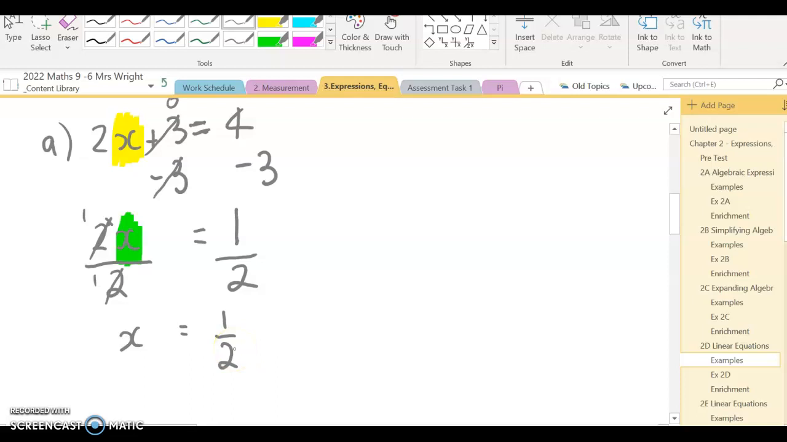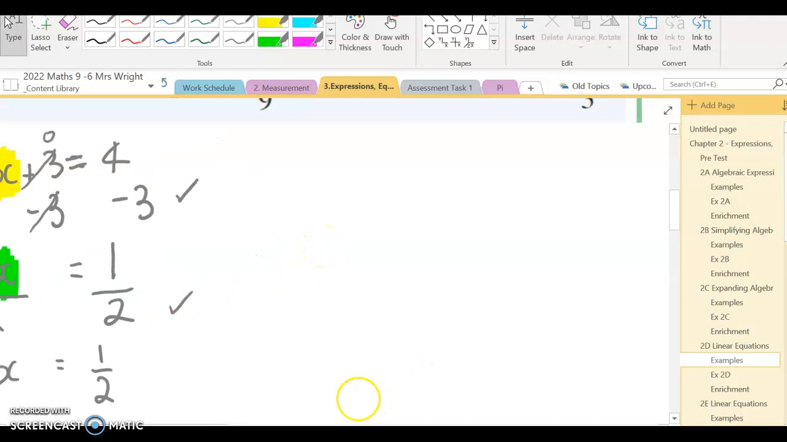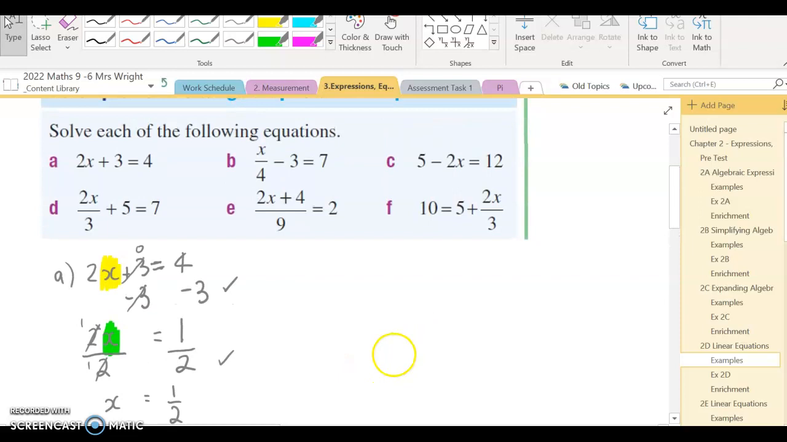And that's what we call the two-step equation. I've done one step here by removing the 3's, and another step here by dividing by the 2's. And we've got our answer. Okay, I'm going to do another one now.